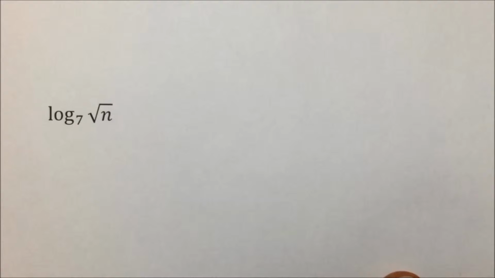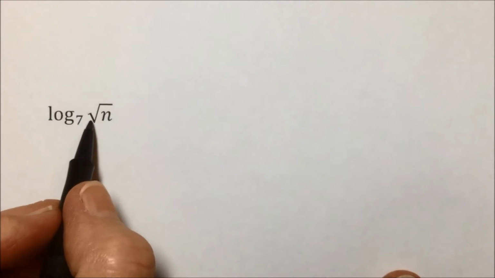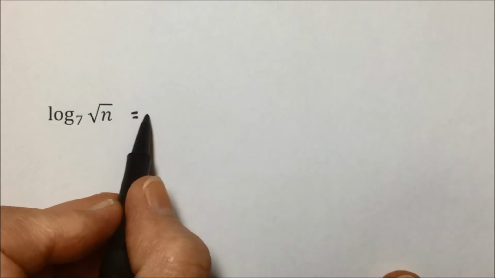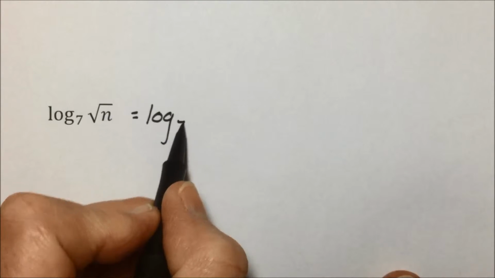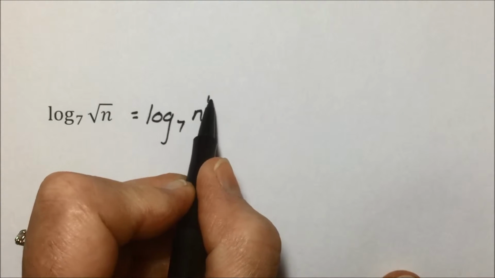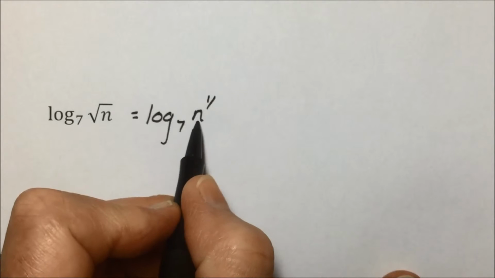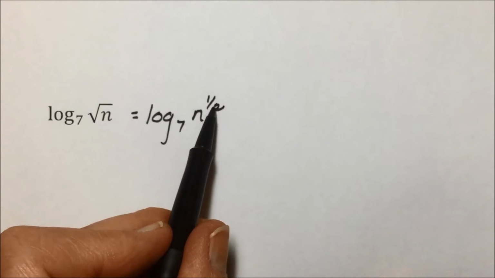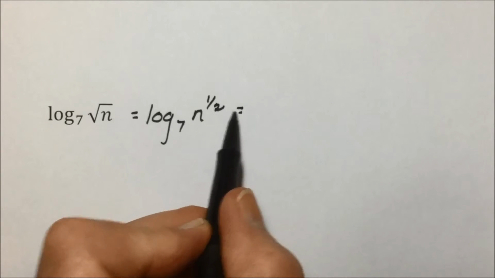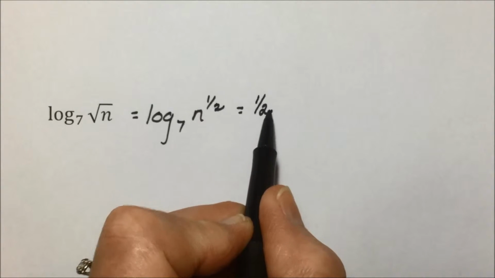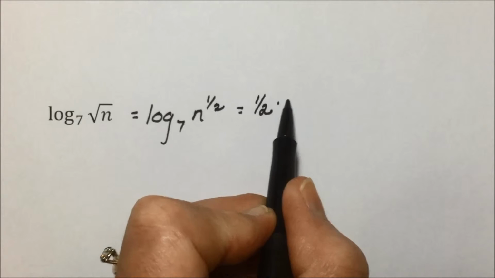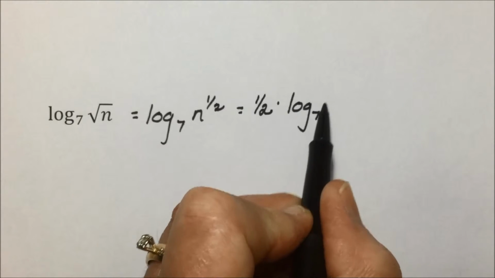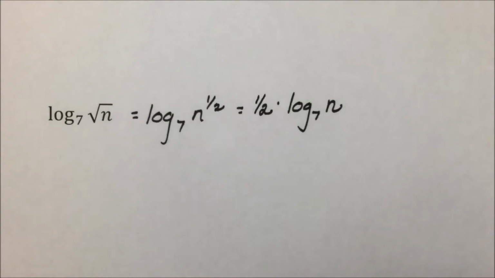This may not look initially like the last one, but if we replace our radical with an equivalent exponential form, the square root of n would be n to the 1/2. Now we are taking the log of a quantity with an exponent. That exponent comes out as a coefficient, 1/2 times the log base 7 of n, for an equivalent expression.